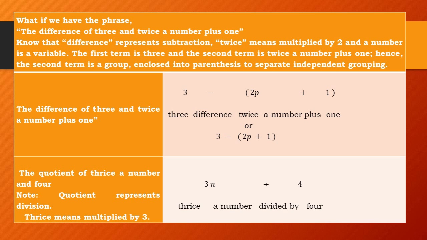Next example, we have the quotient of thrice a number and 4. The first term there is 3, thrice a number. The second term is 4. The operation we are going to use is quotient of, so that is divided by. So 3n divided by 4.